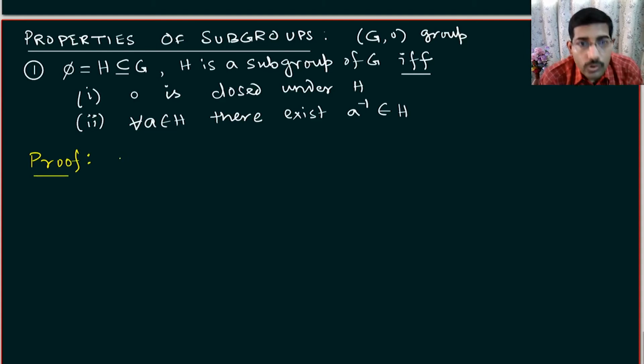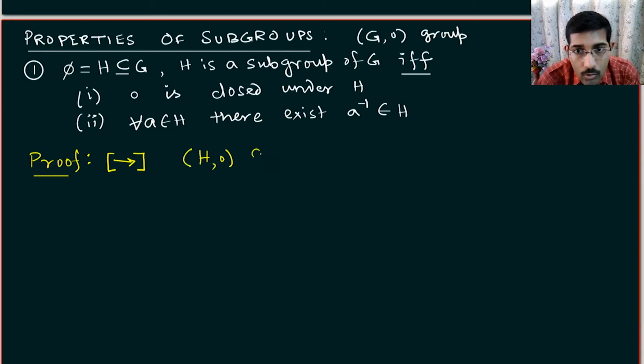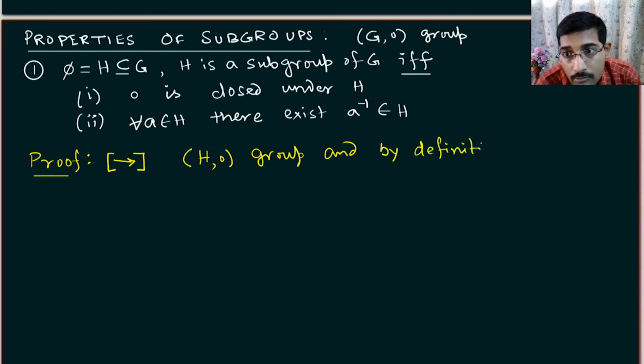So there are two parts of the proof, since it is if and only if. First, this side of the proof. It is very trivial because I know that H is a subgroup of the group G. Since H is a subgroup, H itself is a group under the operation O, and by definition it is closed and there should be an inverse if H is a group.